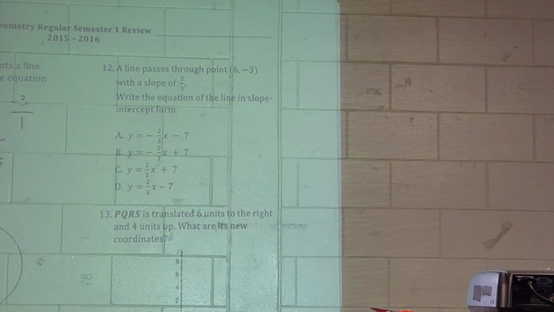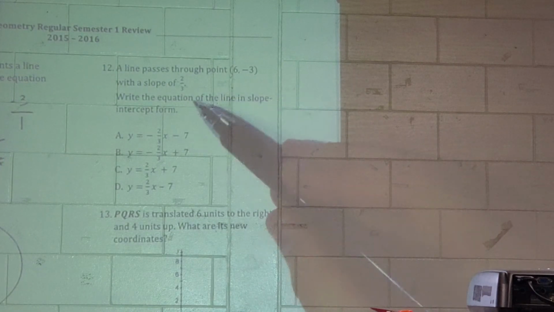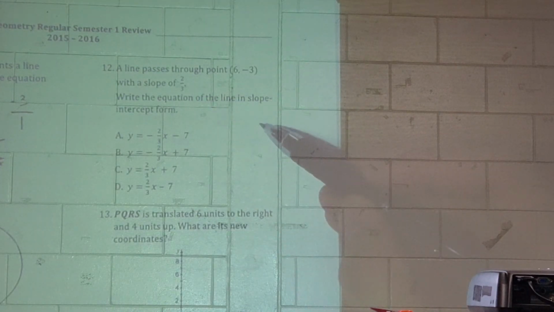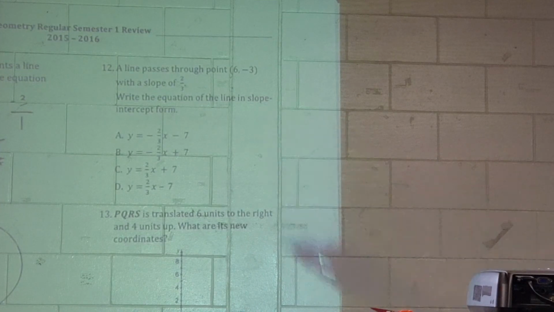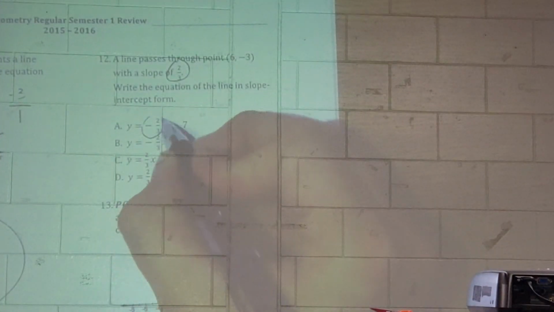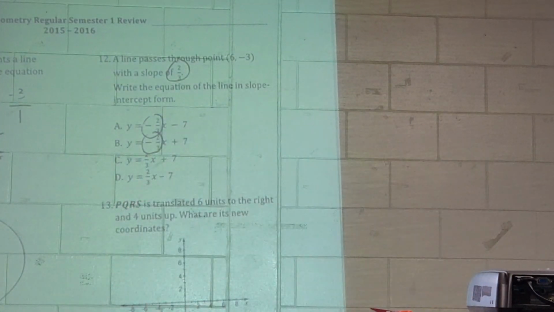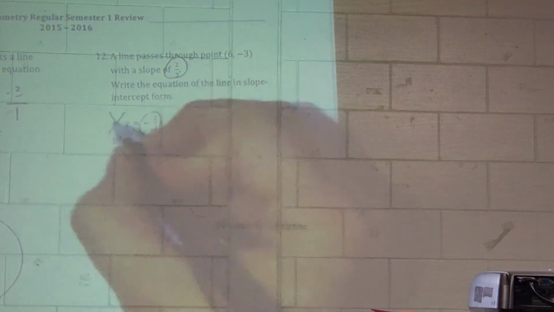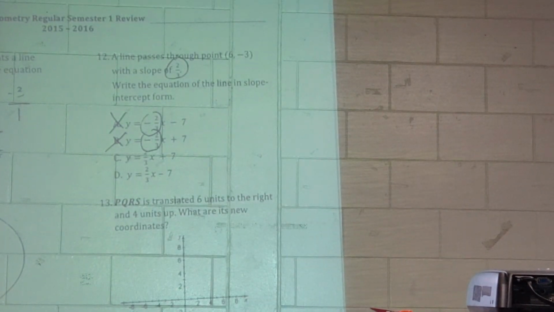12 is a bit of a doozy, but in a multiple choice question, it's super easy. A line passes through the point (6, negative 3) with a slope of 2/3. Write the equation of the line in slope-intercept form. Well, if the slope is 2/3, we can already eliminate two answers, because A has a slope of negative 2/3 and B has a slope of negative 2/3. And that's not what we want. We want a slope of positive 2/3. So it has to be C or D.